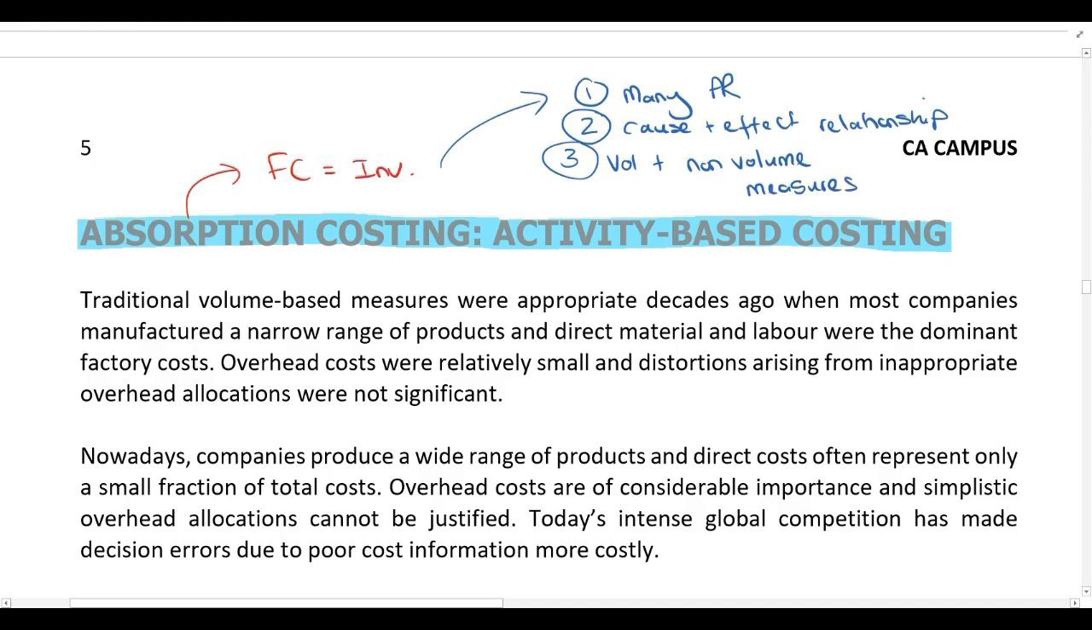So remember, with traditional costing, we only use units, machine hours, or labor hours. With activity-based costing, we use volume-based measures. So we also use units, machine hours, and labor hours, but we also use non-volume-based measures like the number of orders, the number of setups, the number of inspections, etc. Okay, so why is there now a need for activity-based costing?